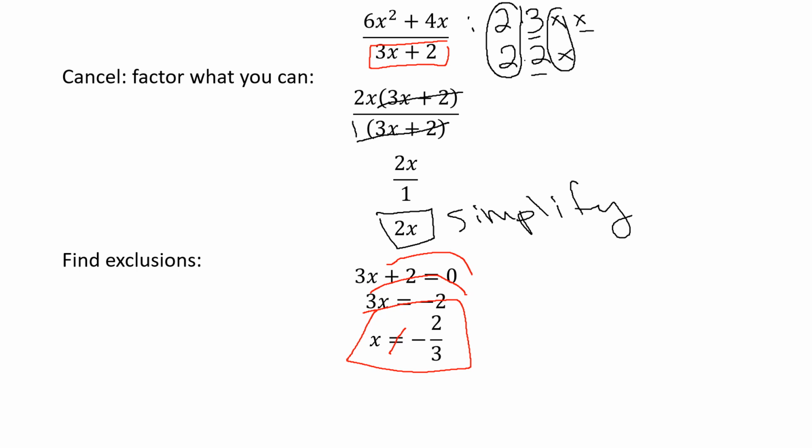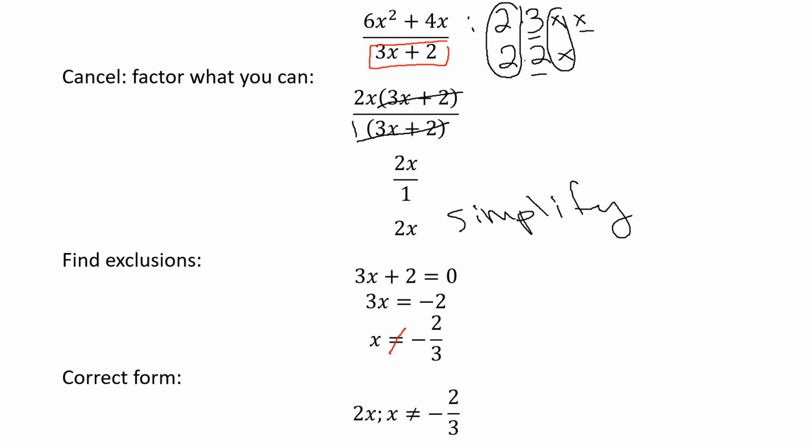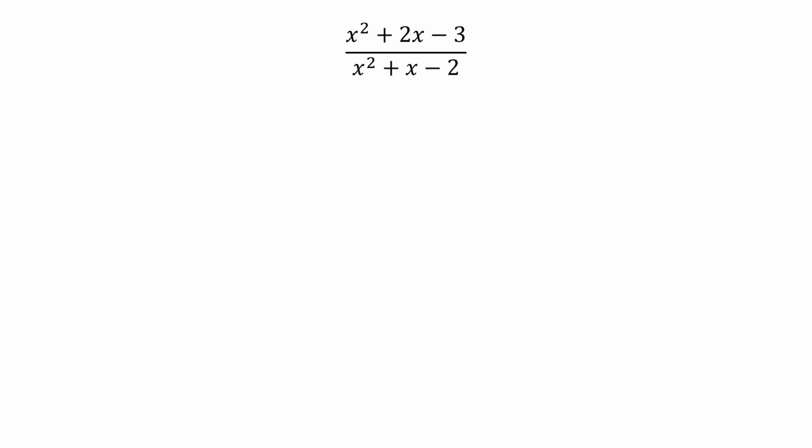If I plug negative 2 over 3 in right here, I'm going to end up with 0, and 0 is not allowed. Okay, so my final answer is going to be 2x, semicolon, x cannot equal negative 2/3. This is my simplified. This is my exclusions. So that is your answer.